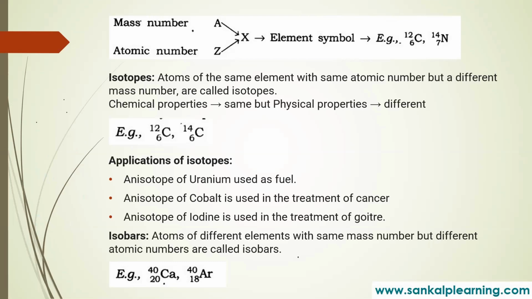Okay. Next, the second point: an isotope of cobalt is used in the treatment of cancer. So in cancer treatment we use cobalt isotopes. Third point: an isotope of iodine is used in the treatment of goiter. This is a disease which occurs due to a deficiency.